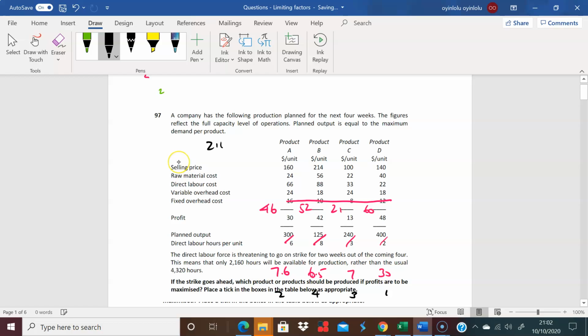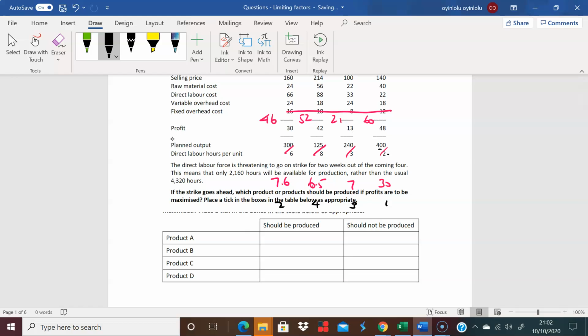I have 2,160 hours available. So let's see, product D, it says planned output is 400 and 2 hours per unit. So definitely product D will happen. That's 800 hours used up. Product A needs 300 times 6, that's 1,800. So 800 hours, and then you have here 1,800 hours. Just adding these two together, I can see already that I'm going to be over the 2,000. That's 2,600, isn't it?